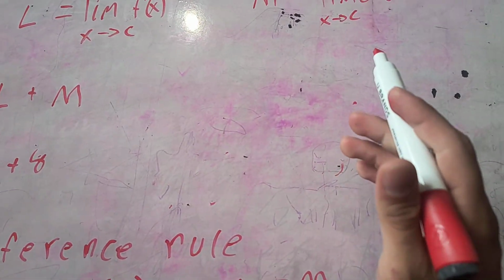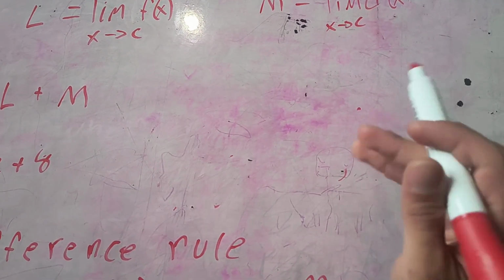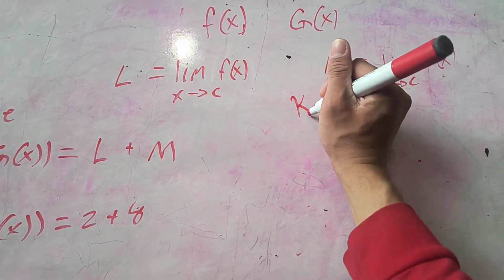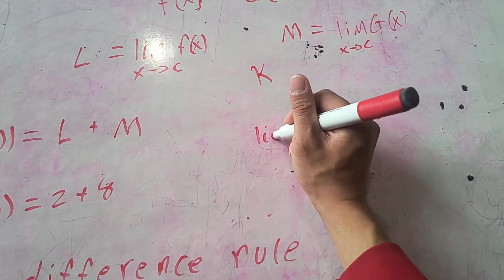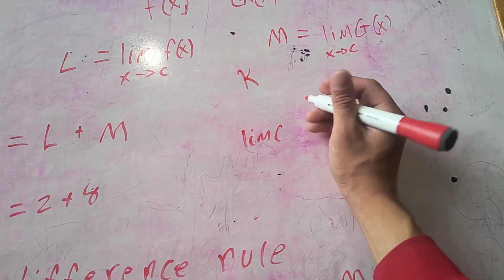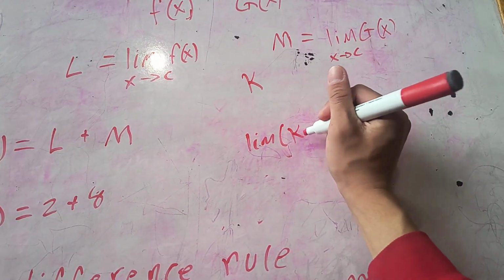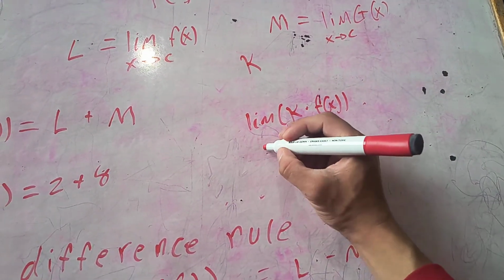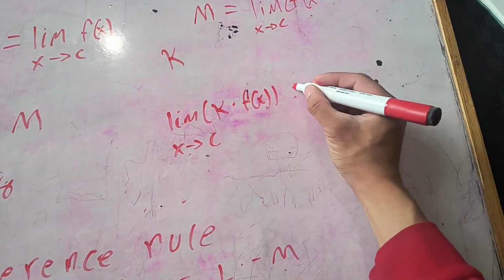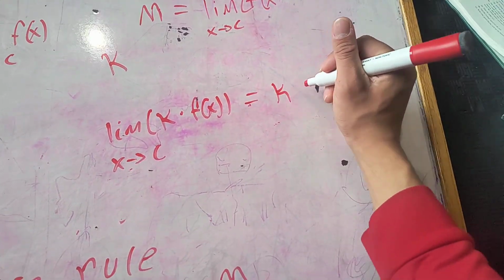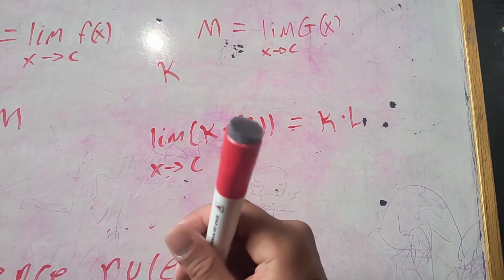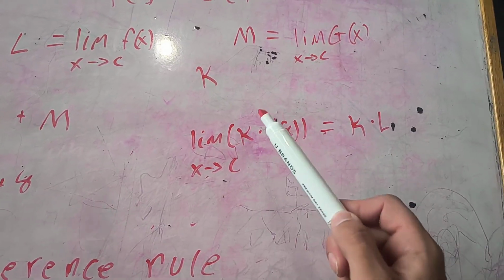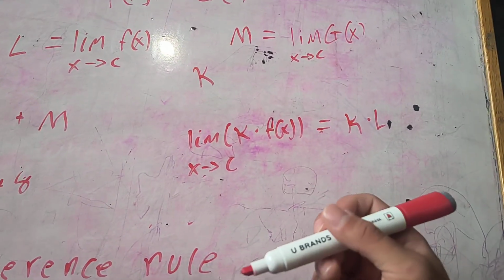Okay, the next rule is the constant multiple rule. It says that, let's say we had a constant k, the limit of k multiplied by f of x as x approaches c is the same thing as saying k multiplied by L. That's what it is. So the limit of f of x multiplied by k, that's the same thing.